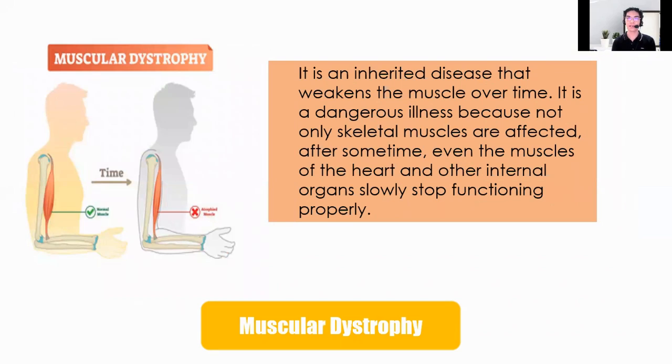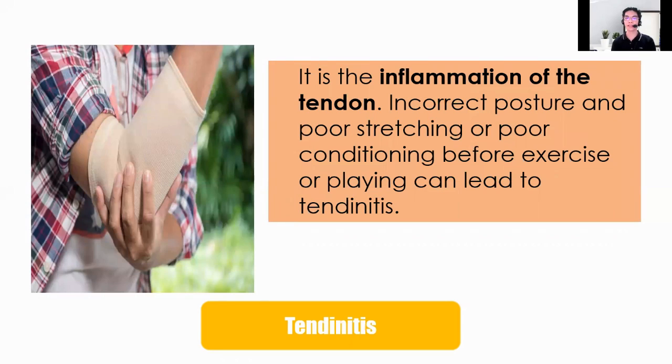Muscular dystrophy. It is an inherited disease that weakens the muscle over time. It is a dangerous illness because not only skeletal muscles are affected. After some time, even the muscles of the heart and other internal organs slowly stop functioning properly. Tendinitis. Tendinitis is the inflammation of the tendon. Incorrect posture and poor stretching or poor conditioning before exercise or playing can lead to tendinitis.